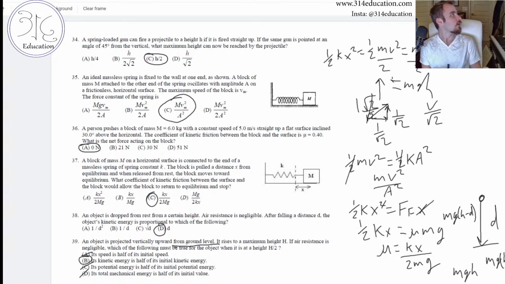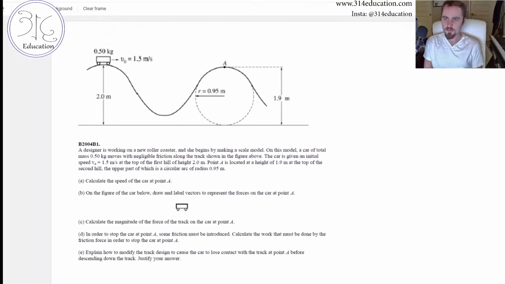Good, good. Any questions on that so far? Looks good, looks good. Let's move on to some FRQs here. So we've got a little roller coaster action going on here. We've got a designer working on a new roller coaster, and she begins by making a scale model. On this model, a car of total mass 0.5 kilograms moves with negligible friction along the track shown in the figure above. We've got a kind of sinusoidal curve going up around the upper side of this little circle here.